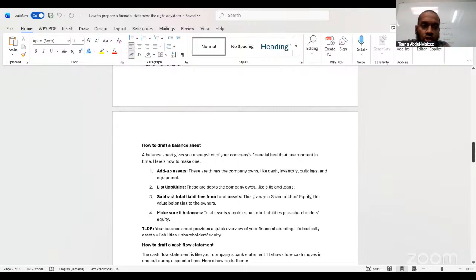So on the next page, how you draft a balance sheet. Again, add up your assets, list your liabilities. You can subtract it from it to get what the shareholder equity is supposed to be, right? And make sure that everything balances, because it should balance. If you have everything accounted for, it should balance, right?